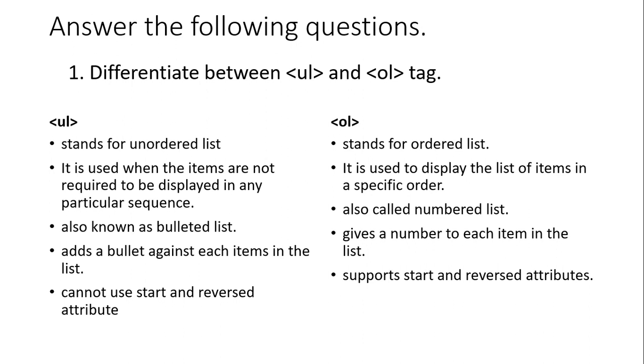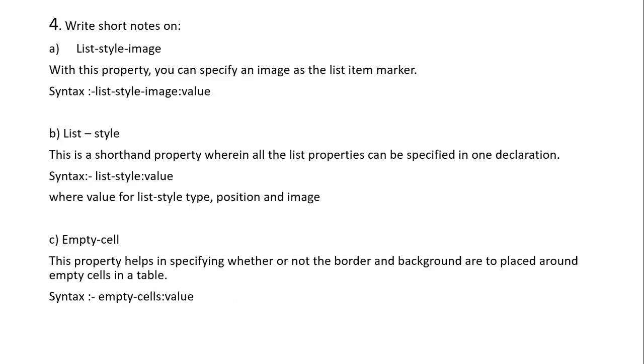The UL tag adds a bullet against each item in the list, and the OL tag gives a number to each item in the list. The UL tag does not support the start and reverse attributes, but with the OL tag we can use the start attribute. Using that we can specify the number from which the list will start, and using the reverse attribute, the list will display in reverse manner. Now for question numbers 2 and 3, you have to complete them using notes.